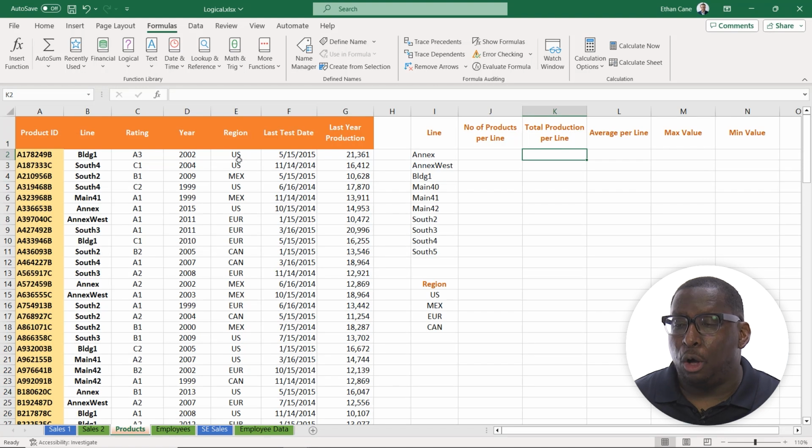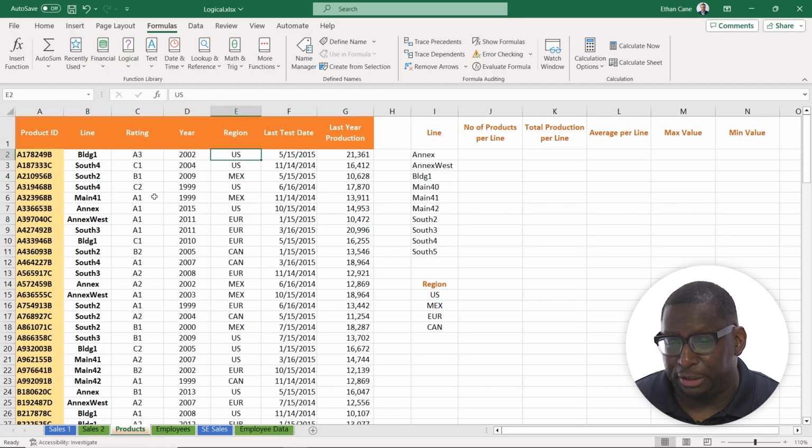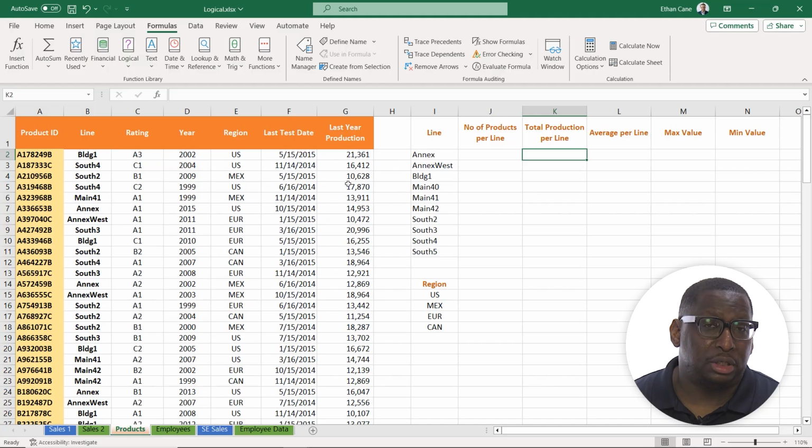All right, so I have all these production values over here, and I'm looking at the product and the line and all these different things. And I have these lines listed here, and I want to figure out the total production per line. What is the total production per line? So I want to look and analyze these lines, and I only want it to include the last year production value in the total if the line is equal to Annex for this first example.